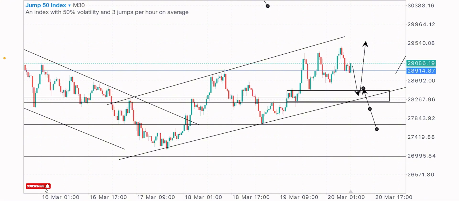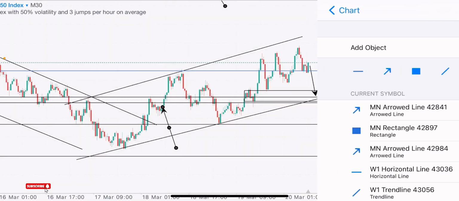If price can sell to this zone, this would be a wonderful buy opportunity on jump 50 index. So let's watch out for this setup for the good buys, and I will as well give you guys an update if I'm to take this trade. So our first TP level here, our second TP level would probably be at this point.